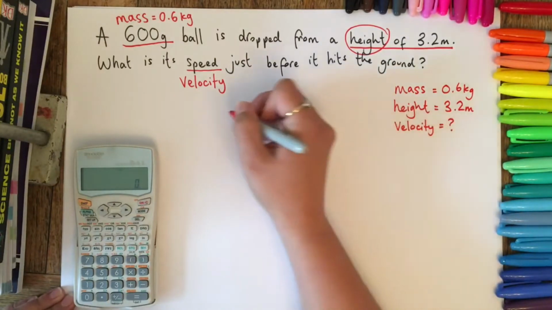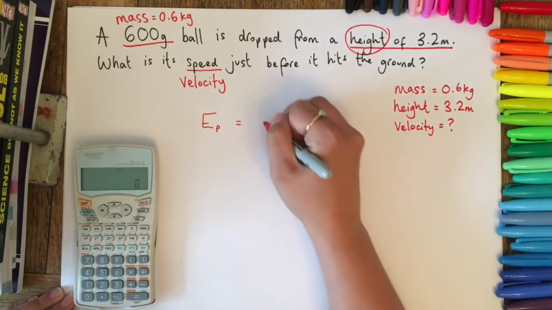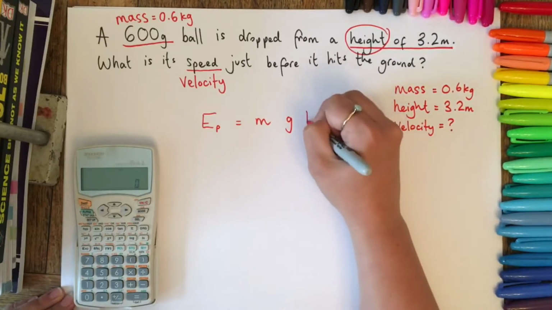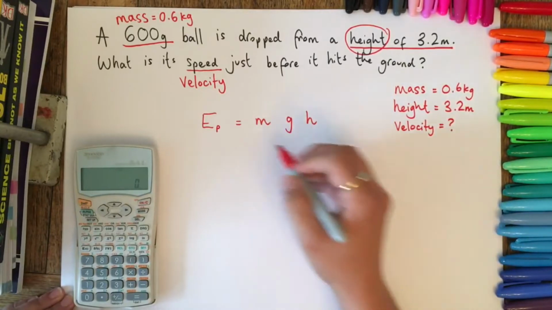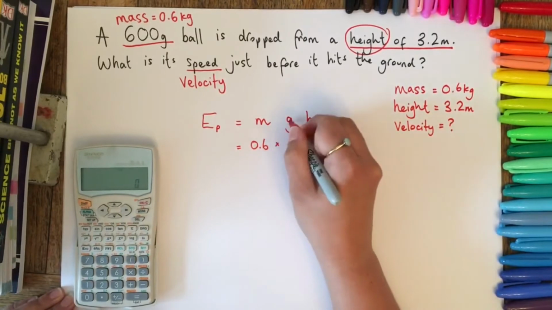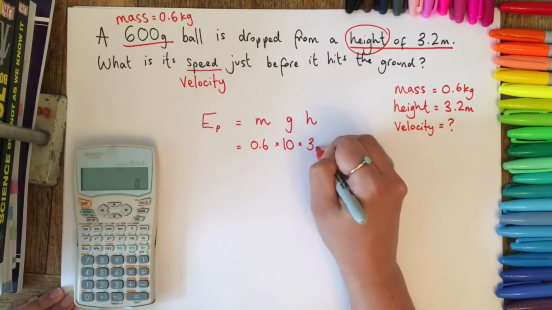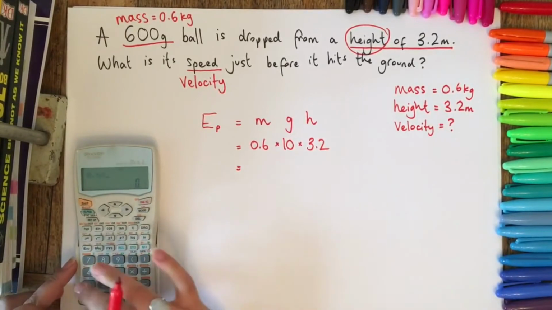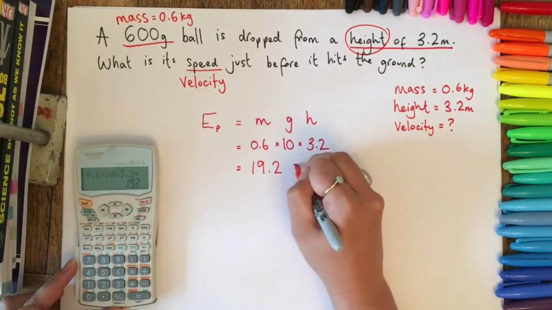You might have seen it as GPE. I'm going to write it as E with a little p like that. The equation for gravitational potential energy is mass times small g times height. And mass times small g is the weight of an object. So we do 0.6, which is our mass, times g, which at GCSE we say is 10, times the height, which is 3.2. If we work this out, 0.6 times 10 times 3.2, we get an answer of 19.2 joules because it is potential energy.